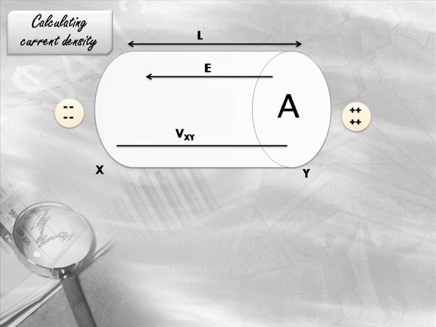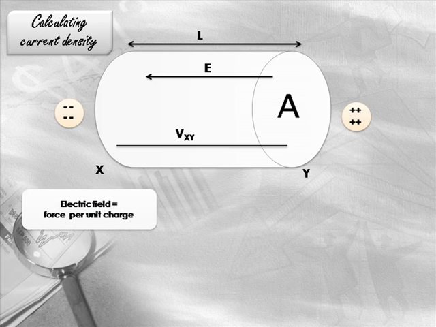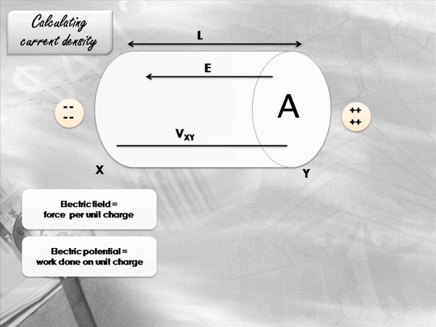So let's say I have this conductor of length L placed under an electric field E. So how would my voltage and electric field be related? Simply put, the electric field is the force on the unit charge of the conductor. We've discussed electric potential before. The electric potential or voltage between the two ends of the conductor is a measure of the work done on the unit charge to move it from point X to point Y.